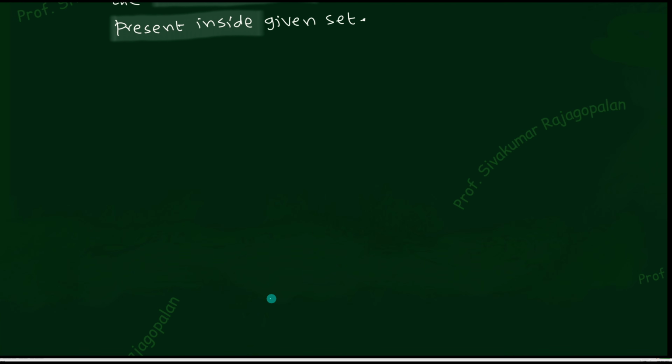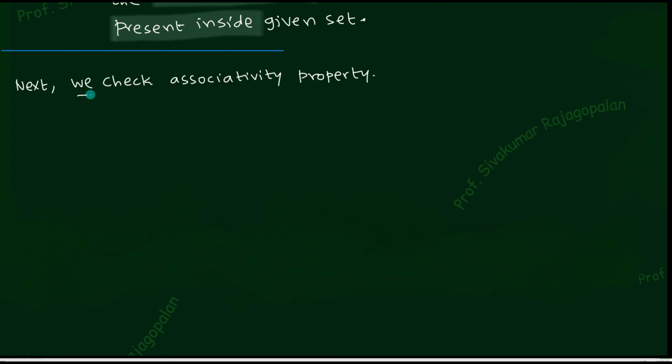So let us go to another property, because this is also successful, right? Whenever failure happens, we have to stop there. Now that everything is successful, we can go to the next property, namely we can now check the associativity property. We can check whether the associativity property is satisfied or not.